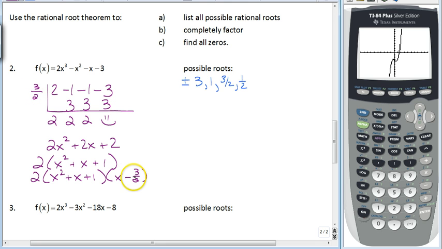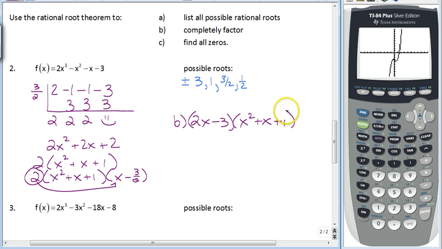And we don't usually write this in factored form. So look, if you were to bring this 2 and multiply it inside there, it'll get rid of your fraction. So your final completed factored answer for part B is 2x minus 3 times x squared plus x plus 1.